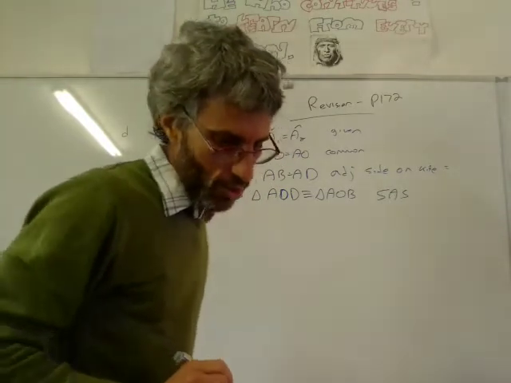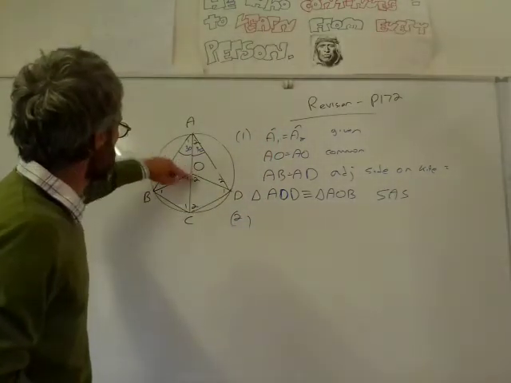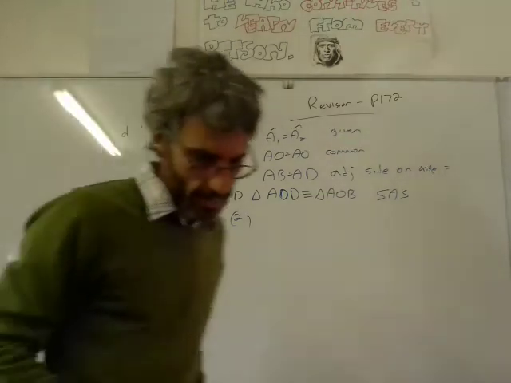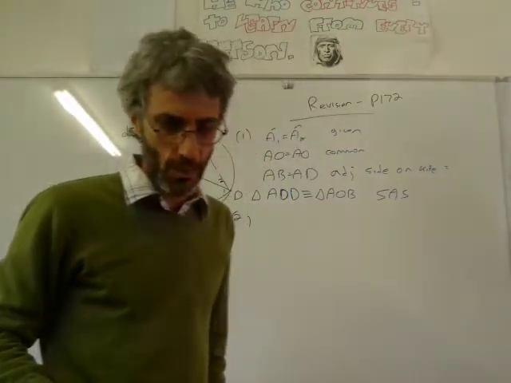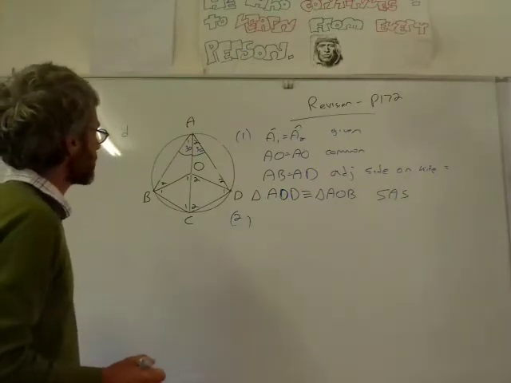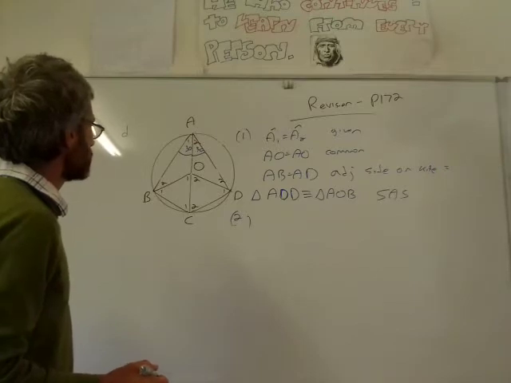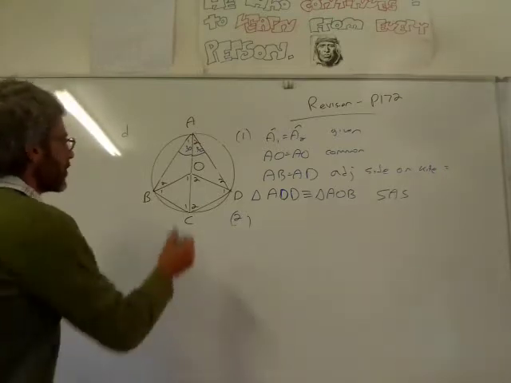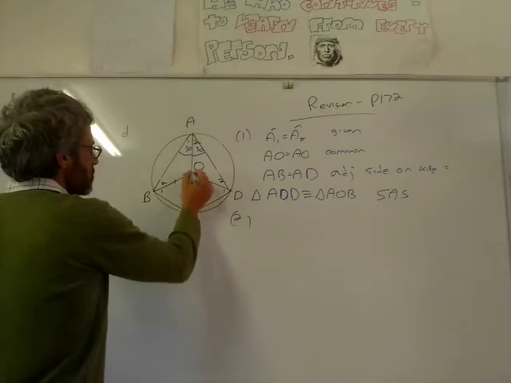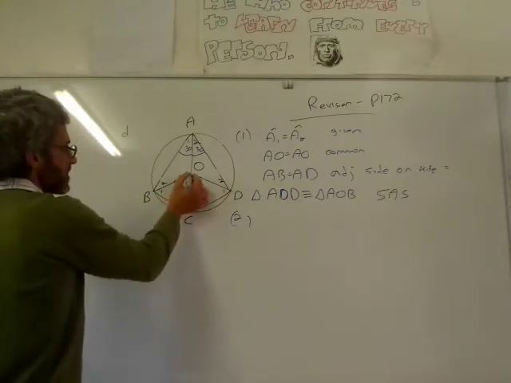Next thing, prove that triangle BOC is equilateral. Equilateral means all the sides are the same. Now, how would I do that? I can already know that these two sides are the same. How would I know that these two sides are the same?